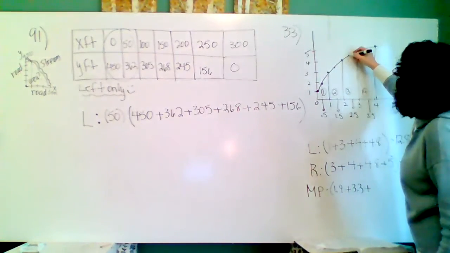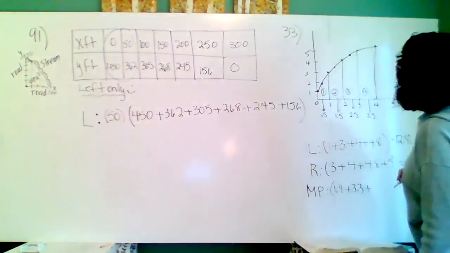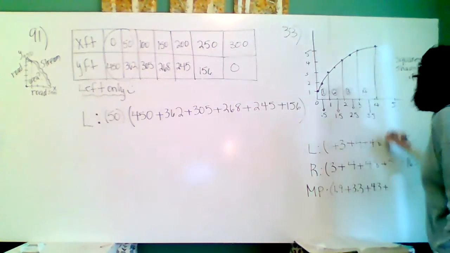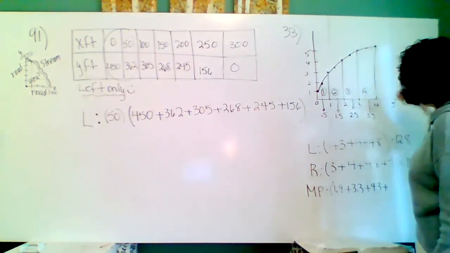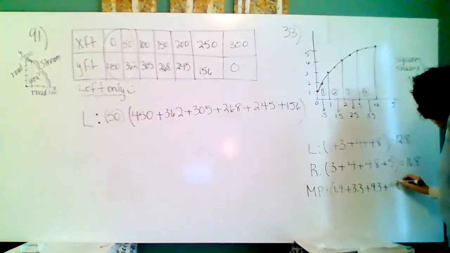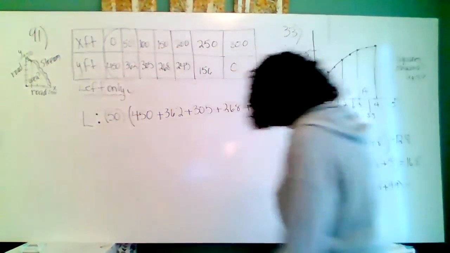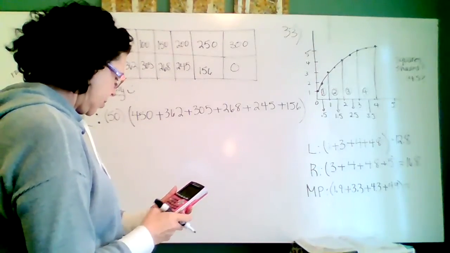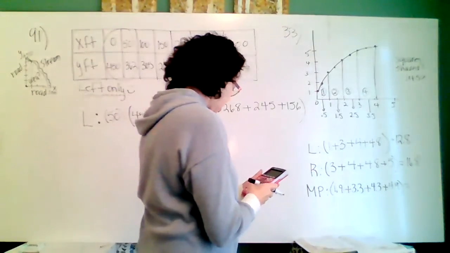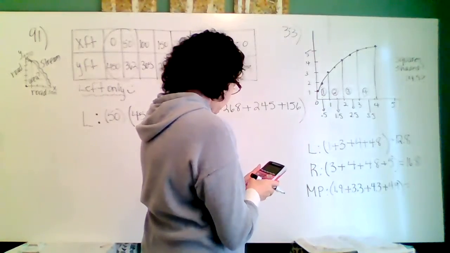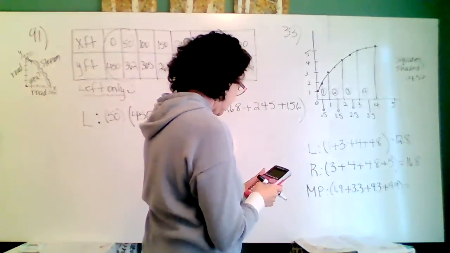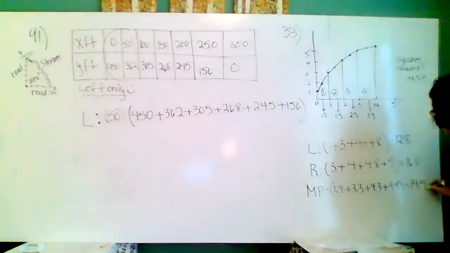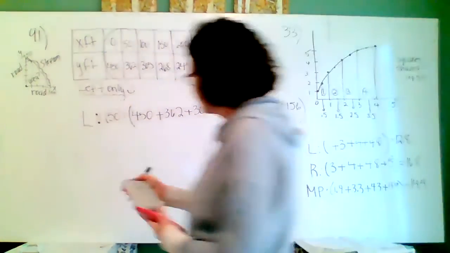Fourth rectangle, 4.3, just estimating. And then last, about 4.9. Let me just add those up. Got a lot of decimals there, so don't feel like doing the hard work. 1.9 plus 3.3 plus 4.3 plus 4.9. And that is 14.4. Notice right in between the left and the right, kind of makes sense with the midpoint.